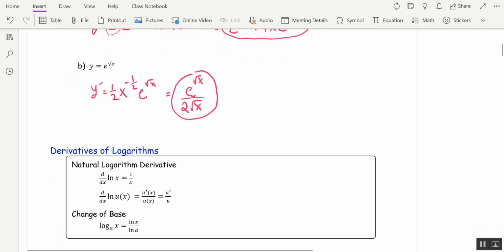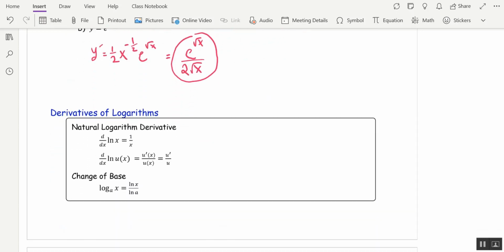Okay, derivatives of logarithms. These again are really easy formulas. Derivative of ln x is simply 1 over x. Now typically you won't find something that easy. You'll typically be taking the derivative of ln of a function of x, and in that case it's not too much more difficult. The formula is just u prime over u. Put the derivative of the argument up top and the argument below.